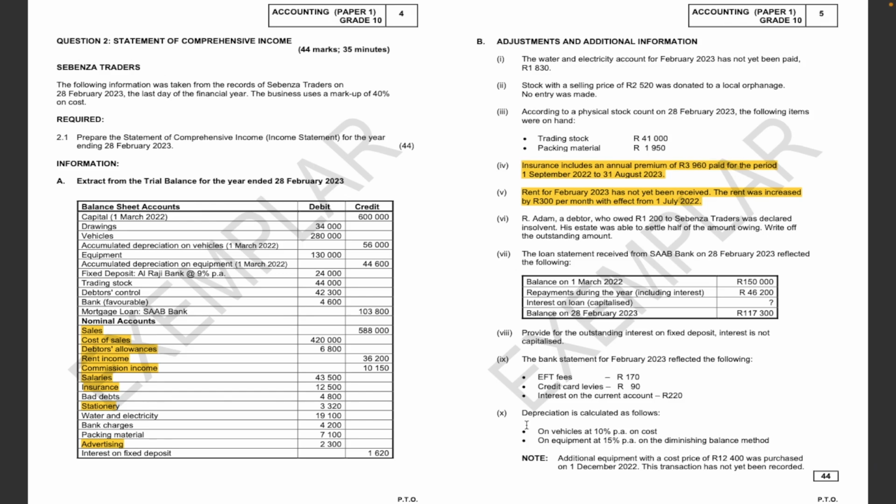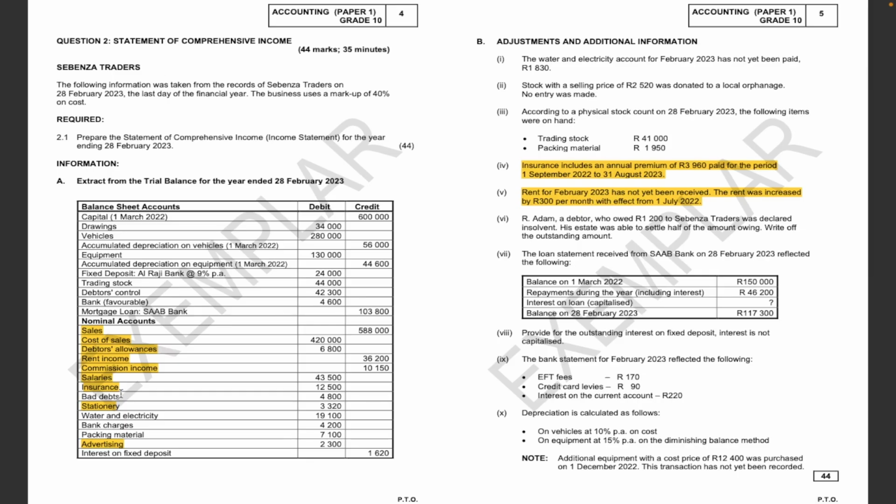Okay, next we have bad debts. Remember, the order in which you do it does not necessarily have to be the same as mine or even as the solution. You could have started by looking at additional information, by starting with water and electricity, as long as you're putting it in the correct place in the format. But it doesn't have to follow a specific order. I'm just following the trial balance going down.